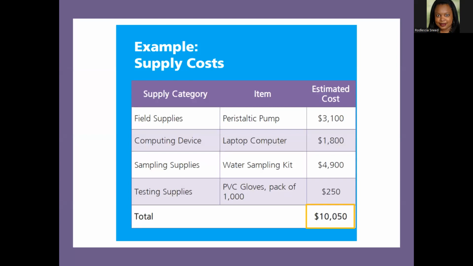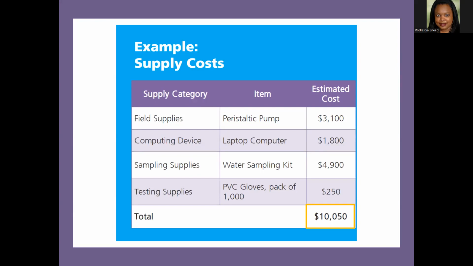So here are some examples of supply cost. One of my best friends is a water quality specialist, and he does work with students across the state of Michigan sampling surface water. And he had a project here in Flint where he worked with the students in the Flint schools, and they did surface water sampling in the Flint River.